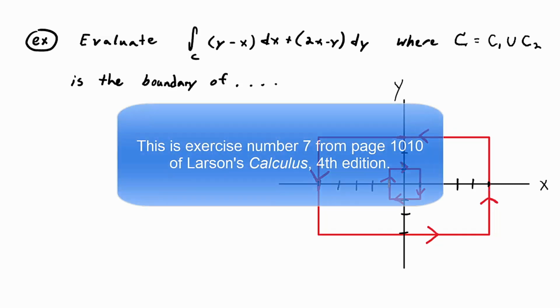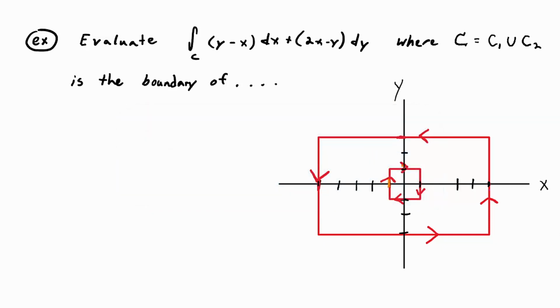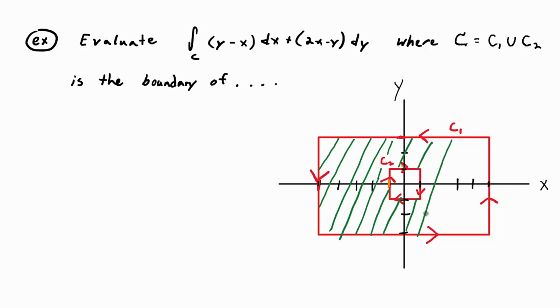In this example, let's evaluate the integral over C of (y - x) dx + (2x - y) dy, where C is equal to C1 union C2. It's the boundary of, all right, C1 is this outer rectangle here. C2 is this inner square here. And R is the region inside the big rectangle but outside the square. So R, in other words, is highlighted with these green diagonals.